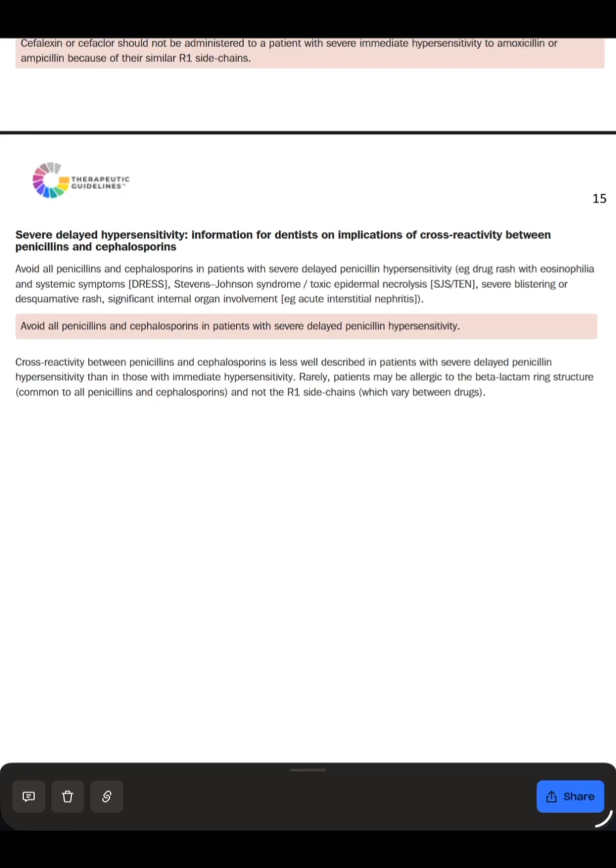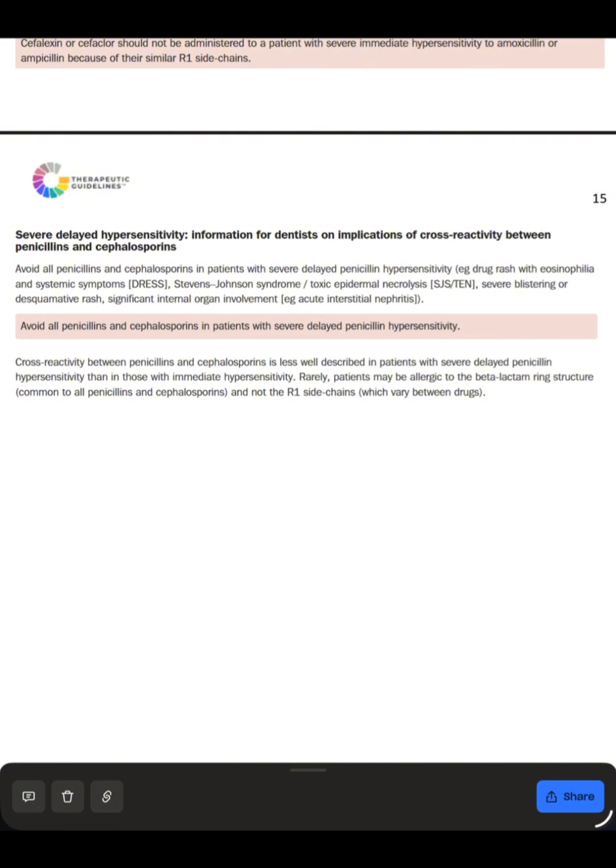Now, severe delayed hypersensitivity: information for dentists on the implication of cross-reactivity between penicillin and cephalosporin. In this condition, we need to avoid all penicillin and cephalosporin in patients with severe delayed penicillin hypersensitivity. For example, drug rash with eosinophilia and systemic symptoms, Stevens-Johnson syndrome, toxic epidermal necrolysis, severe blistering or desquamative rash, and significant internal organ involvement, for example, acute interstitial nephritis. We need to avoid all penicillin and cephalosporins in patients with severe delayed penicillin hypersensitivity.